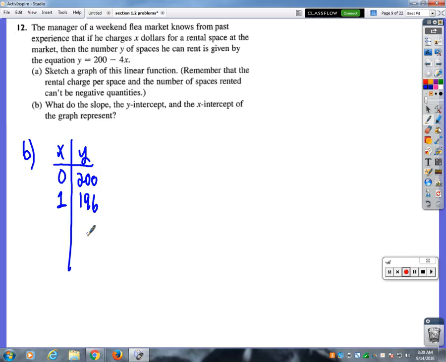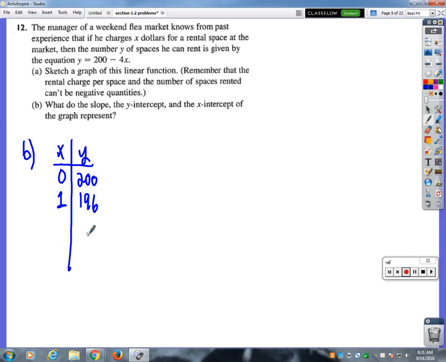What does a y-intercept represent? How many spaces you have? That was my question, and then you were looking at me like I was crazy, because I didn't know what the problem was even asking. How do you say the slope? The slope would be how many fewer spaces he will rent for each $1 increase in price. Okay, that's really long. Yeah, but in the time it takes us to have this conversation, you could have just written it down.